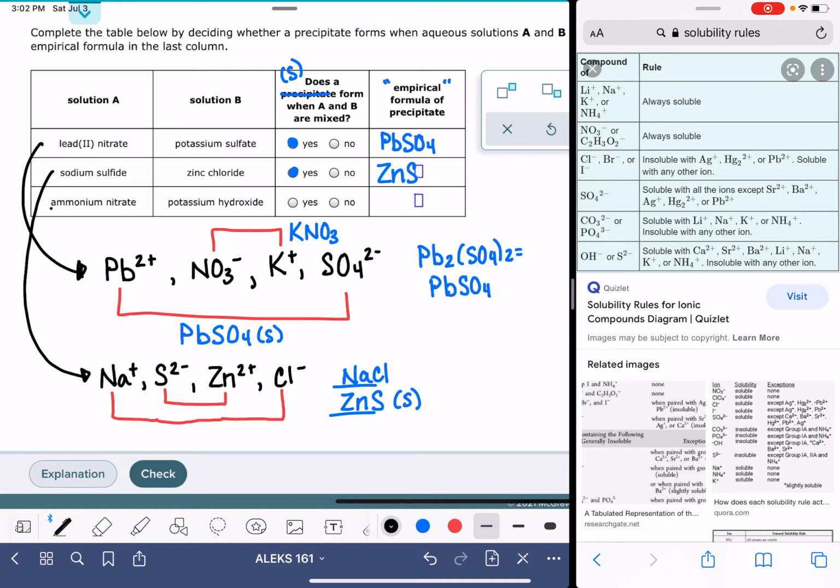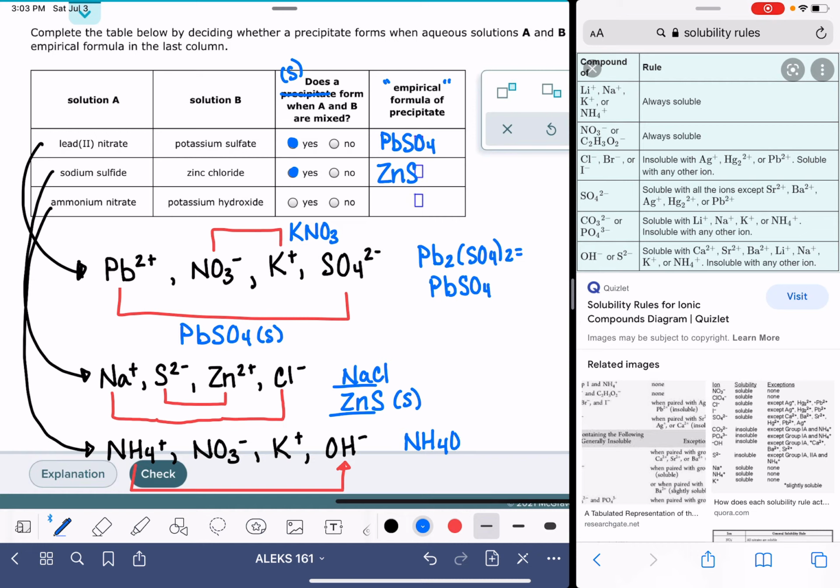Last but not least, in this last set right here, we have ammonium, that's the polyatomic ion NH4+. We have nitrate, that is the polyatomic ion NO3-. We have potassium, that's K+, and we have hydroxide, that's OH-. Ammonium, let's not recombine it with nitrate. Let's not put it with potassium. We're going to put the ammonium with the hydroxide ion, NH4OH. That's one possible product. And then the other possible product would be the other two ions together. Remember, always write the cation first, KNO3.